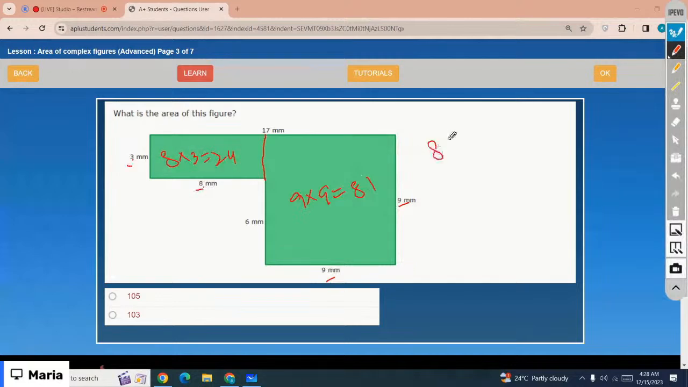So when you add 81 plus 24, just one of them answered wrong. The rest of you just copied the same answer. That is 105. Please do not copy the answers from the others. Do the questions on your notebook. This way you can find the correct answer, not the wrong one. So the correct option is 105.